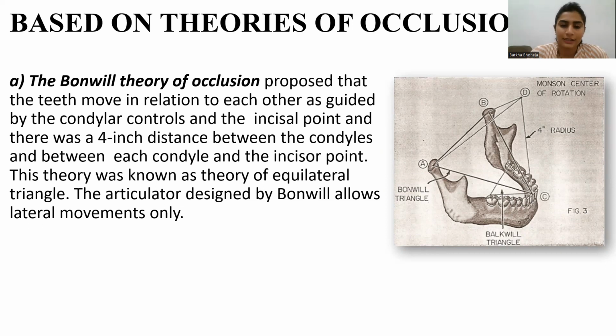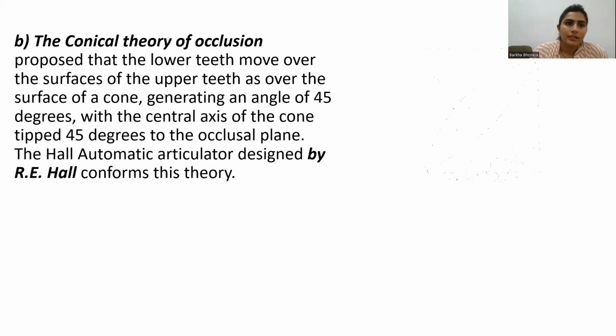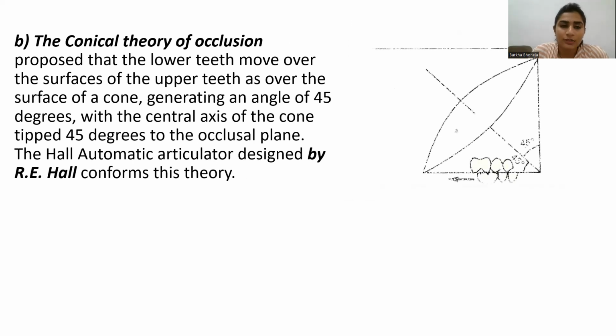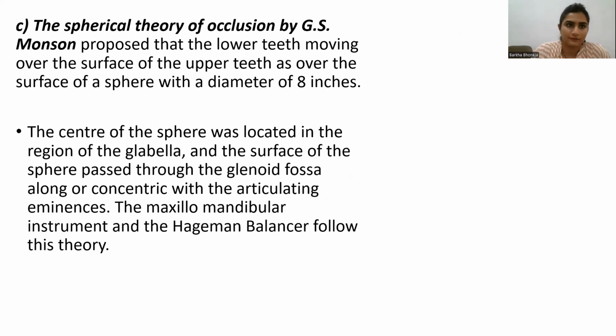The articulator designed by Bonwill allows lateral movements only. The conical theory of occlusion: what does the conical theory of occlusion say? That the lower teeth move over the surface of the upper teeth as over the surface of a cone. Can you see the lower teeth moving in relation to the upper teeth? They move on the surface of a cone which is tilted at 45 degrees to the occlusal plane. Now the articulator which is formed based on this conical theory is by R.E. Hall, which confirms this theory.